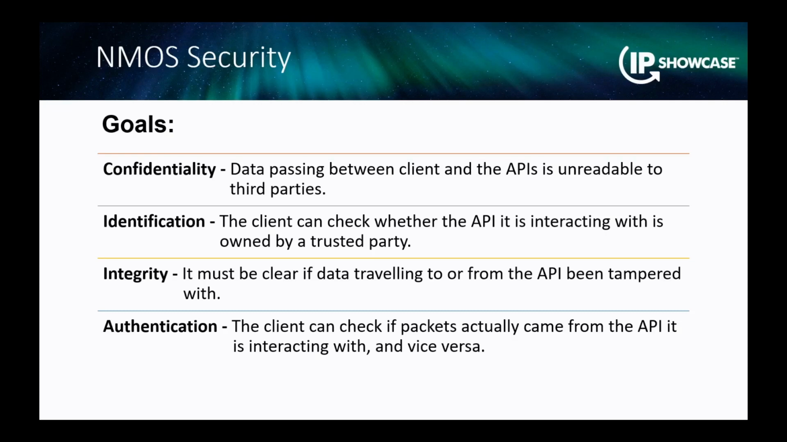Like, what are you looking for? What are the things that are important? So, one is confidentiality. How do we make sure that the data passing from A to B is unreadable by other third parties? Two is identification, which makes sure that the API knows it's acting with a trusted authority. Third is integrity. Make sure that the data traveling from A to B hasn't been tampered with. And finally is authentication, that makes sure that packets going from one API are coming from the API that expects them and not from somebody else.